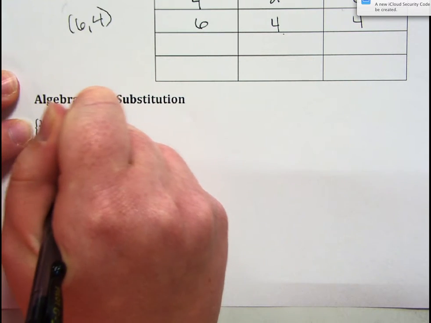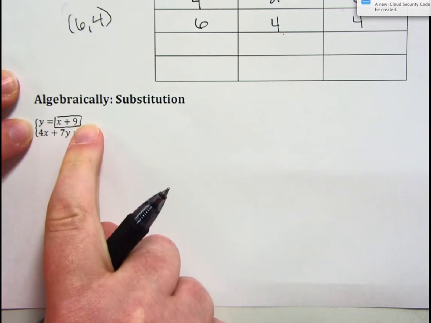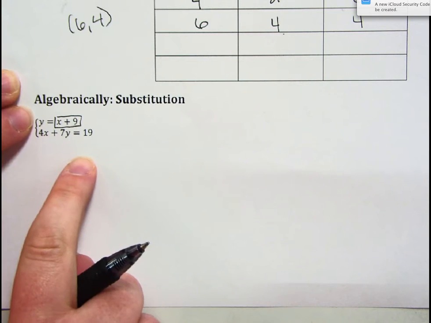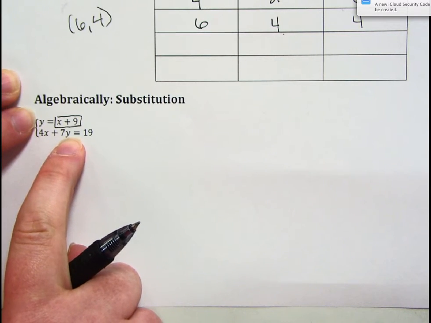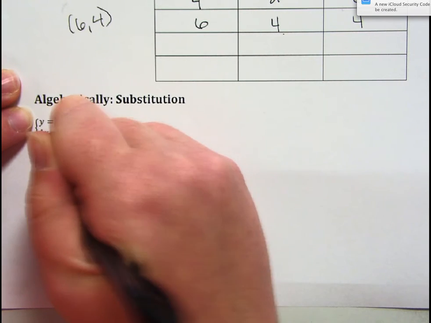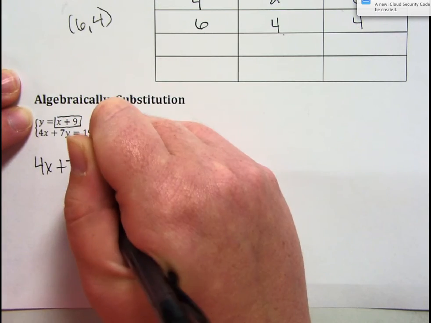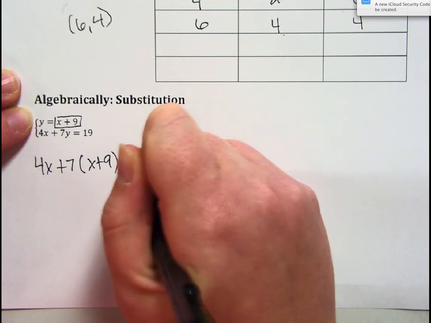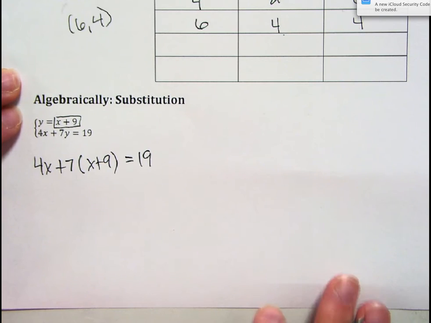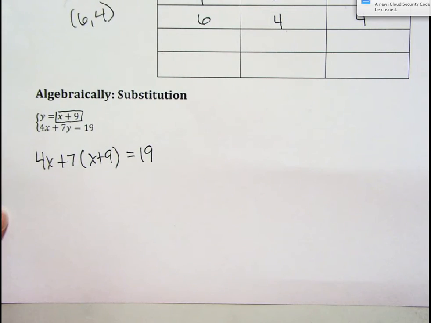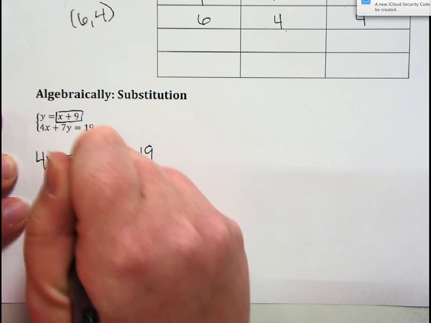Okay, x plus 9 is an equivalent way of writing y. So by substitution, I can substitute x plus 9 in the spot of y. Okay, so it would look like 4x plus 7, but instead of y, I'm going to write x plus 9 equals 19. So from here, I'm going to solve for x.